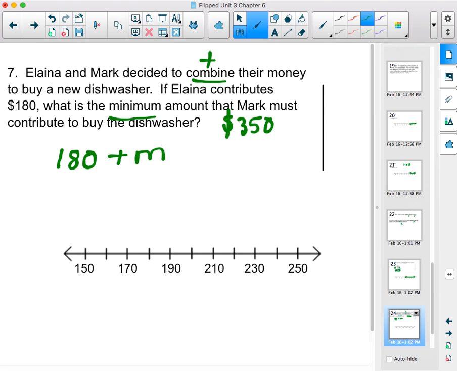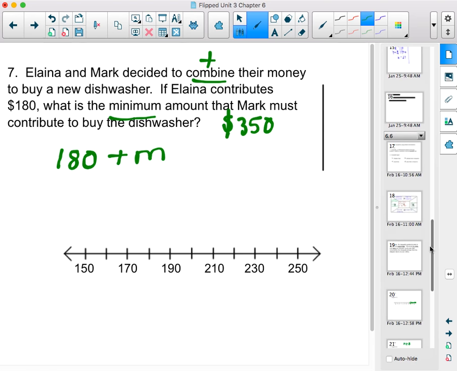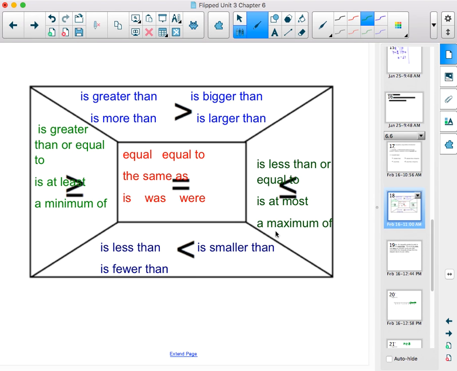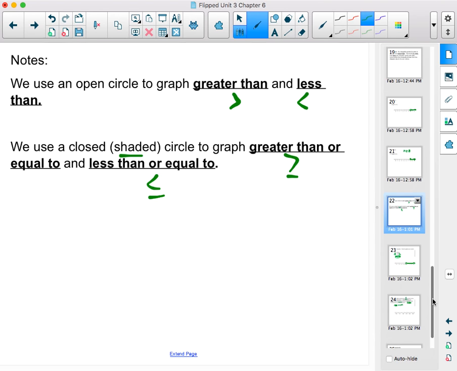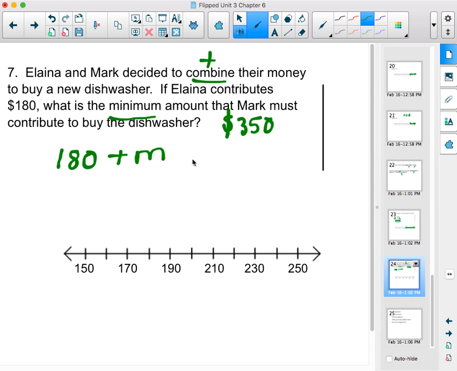So minimum, if I go back to my previous slide here, I can see that minimum is a word that means greater than or equal to. So I'm going to use my greater than or equal to sign when I write this inequality. And they need a total that is greater than or equal to $350.